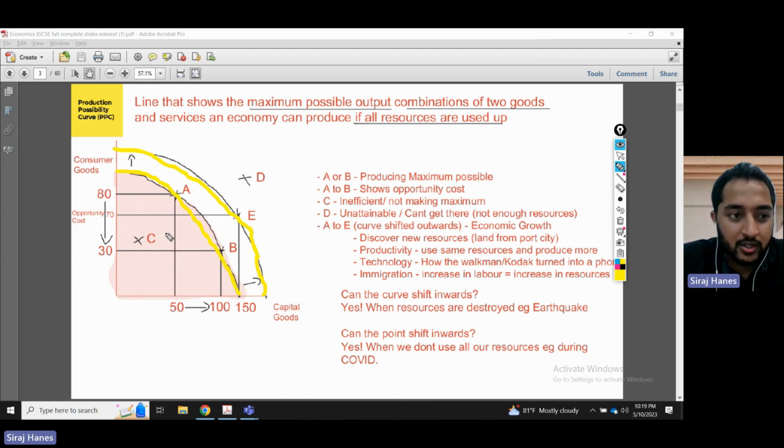Now, more resources. I told you resources, one of the resources was labor as well, right? What if we had immigration, people coming into the country? That is also more resources. So if we do have more resources, the PPC will shift outwards.